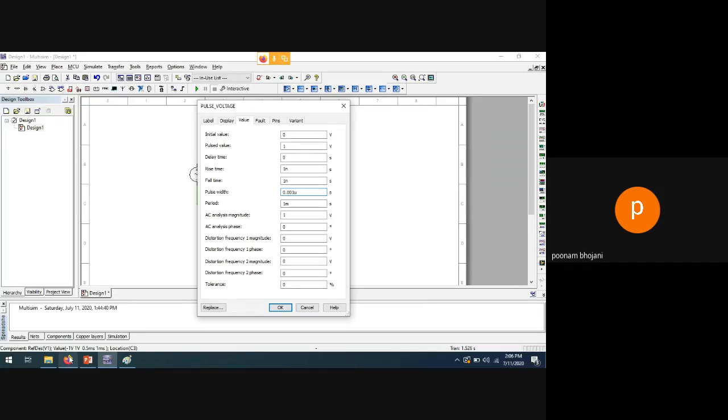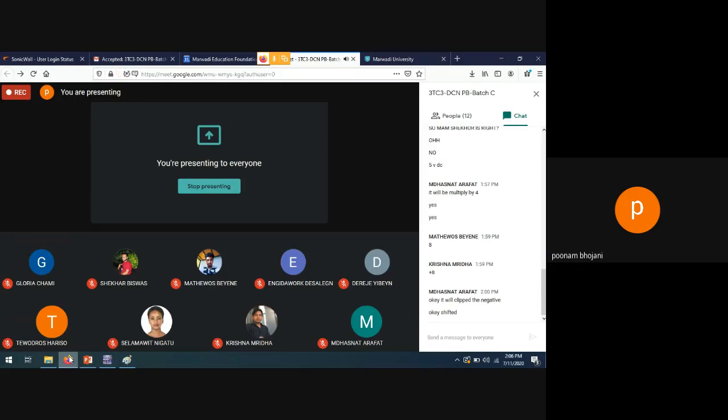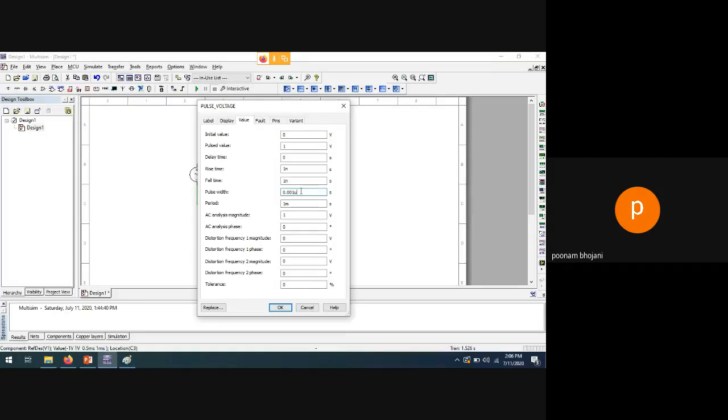Everyone, are you able to understand what I am setting? Initial value 0, pulse value 1, and pulse width as minimum as I can. I can keep it 1 nanosecond also, no problem. So I have kept almost the same thing, 0.001 microsecond, or I can simply put 1 nanosecond. Both are the same, right? So 1 nanosecond pulse width.